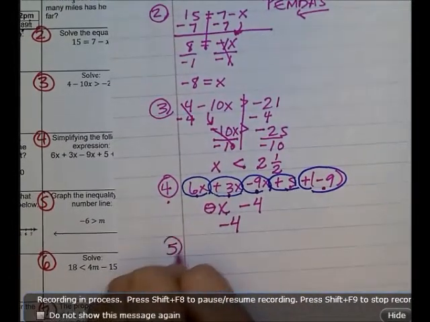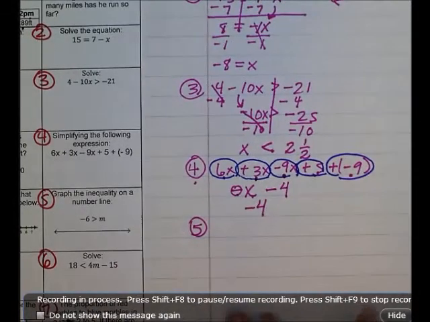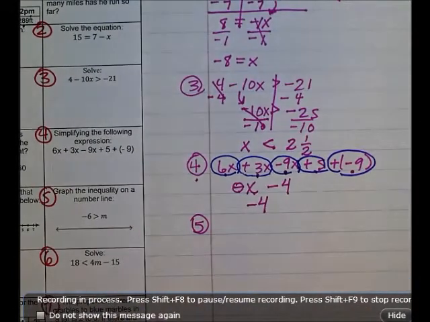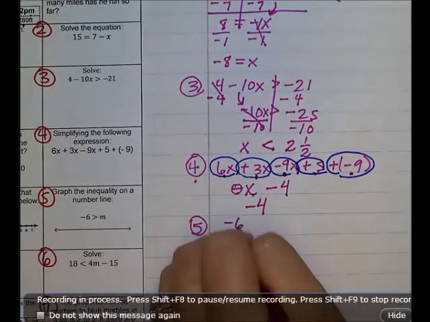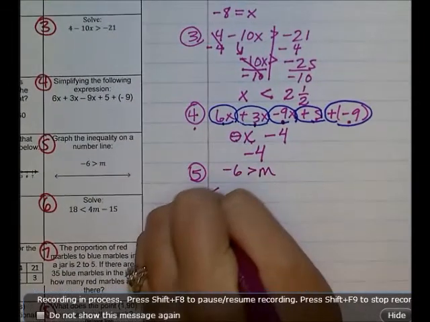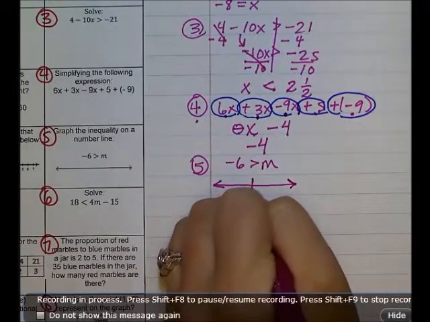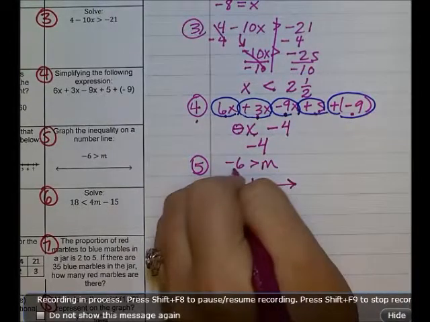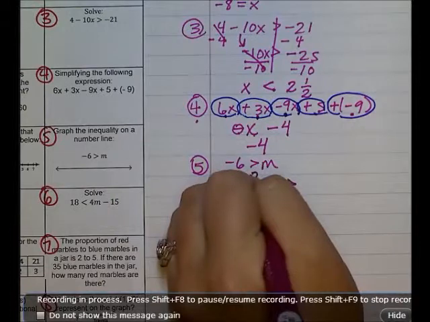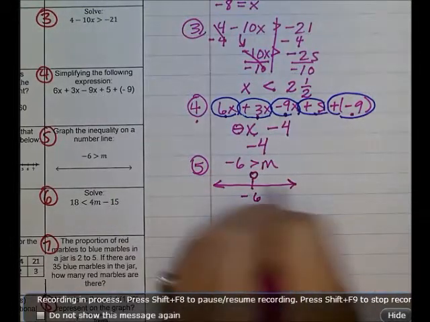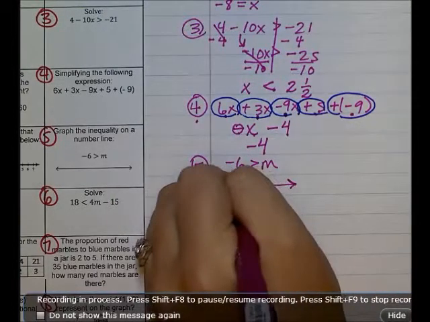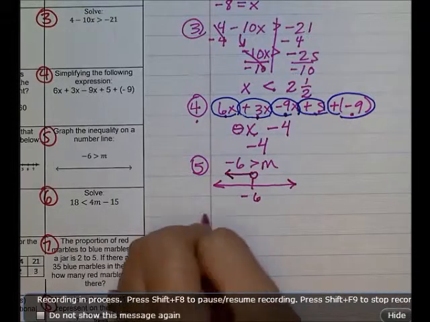Number 5. It says graph the inequality on a number line. Negative 6 is greater than m. So on a number line, it would look like this. So negative 6. And m is less than negative 6. So it's an open circle because it cannot include negative 6. And if it's less than, then it means it's going to the left. Less than is to the left.